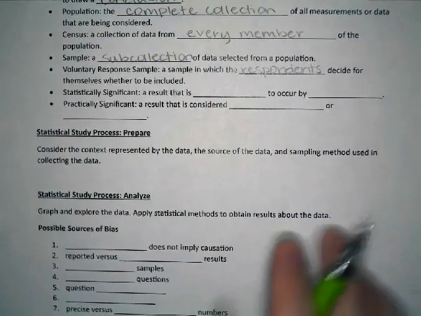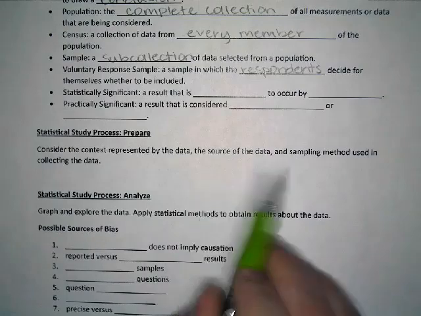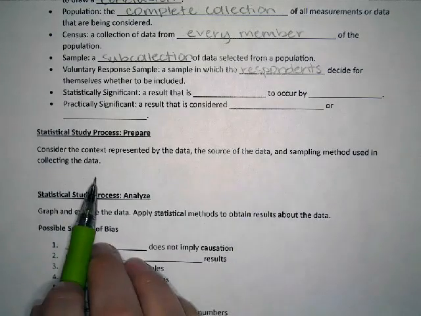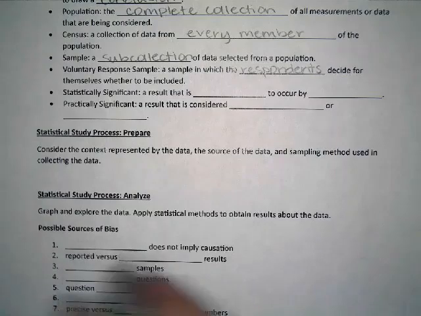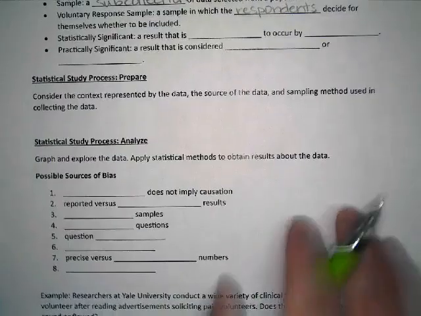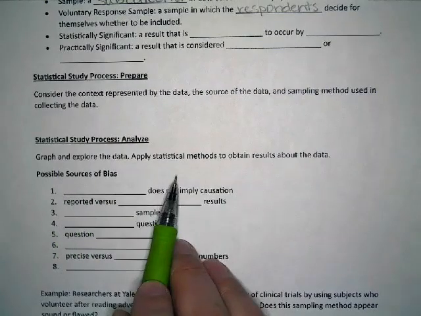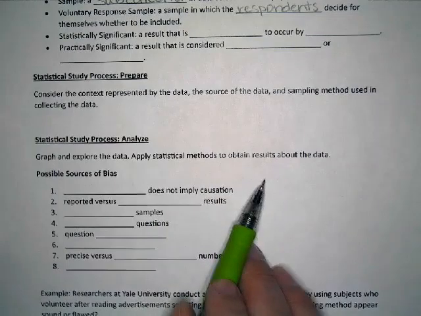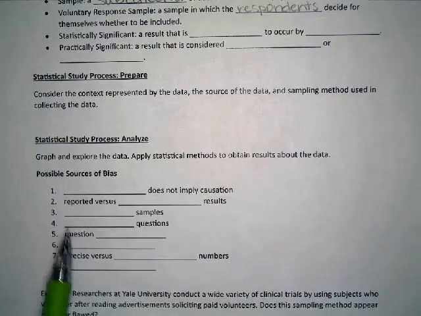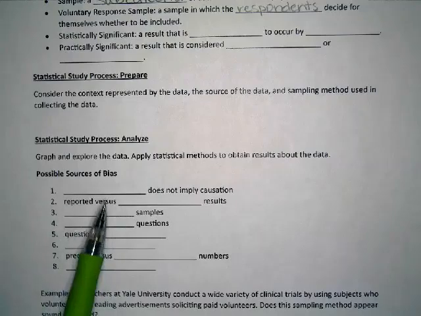You're going to consider the source of the data and the sampling method used in collecting the data, and we'll study that more at a later date. Next, you're going to analyze, graph, and explore the data and apply statistical methods to obtain results about the data. And so when we analyze the data, we want to consider possible sources of bias.